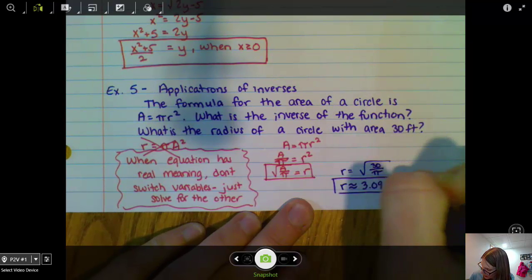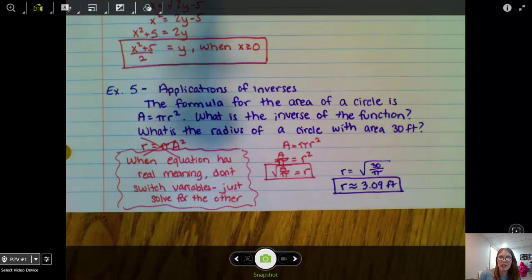Okay. Again, the key idea from this problem, if your equation has a real meaning, don't switch the variables. Just solve for the other.